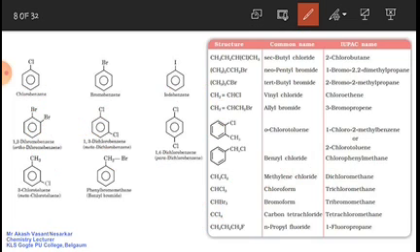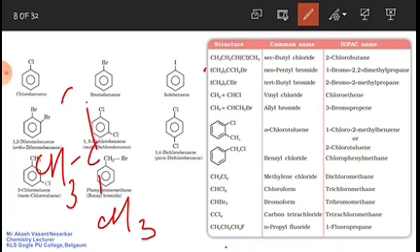Next one, (CH3)3CCH2Br. So this is very important. Here the branchings are present and it is neopentyl bromide. So 5 carbon atoms are present, so it is pentyl. So neopentyl bromide. Whereas the IUPAC name is 1 bromo 2,2-dimethyl propane. 1 bromo 2,2-dimethyl propane.